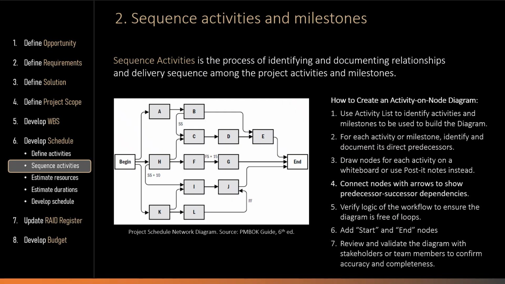Mandatory dependencies are especially important because ignoring them can make the schedule unrealistic or impossible to execute. So, when developing the project schedule, make sure that all mandatory dependencies are clearly identified, validated, and documented in the activity list. The goal is to create a realistic view of how project work is connected before we start estimating durations, assigning resources, and building the final schedule.